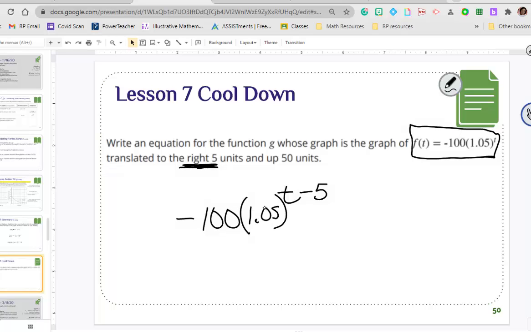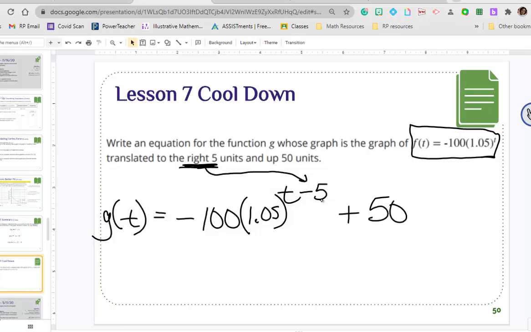So I'm just putting what was outside that exponent. Everything else is going to stay the same, but we're just putting in that to the right 5 here with the exponent. Wherever that variable is, moving it left and right is going to go wherever that variable is. Here it's in the exponent. And then we have to move it up 50 units, so we're going to tack on a plus 50 at the end. You guys are pros now at how to rewrite expressions and equations to match translations.